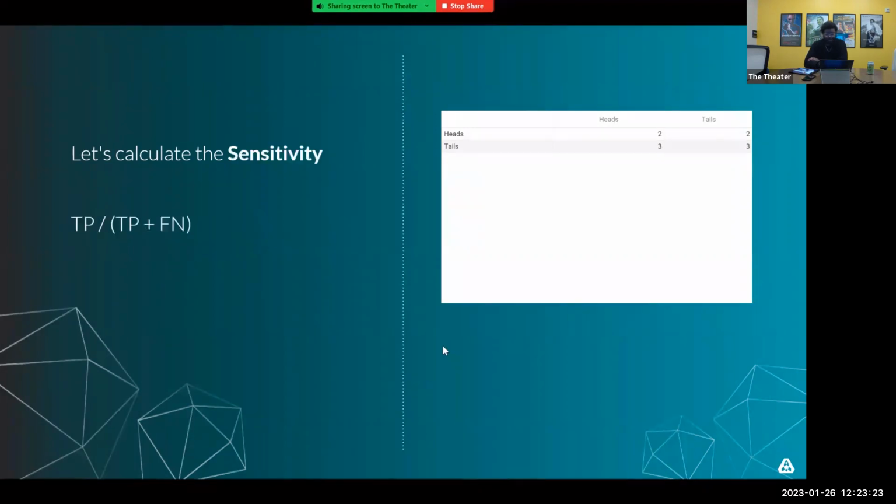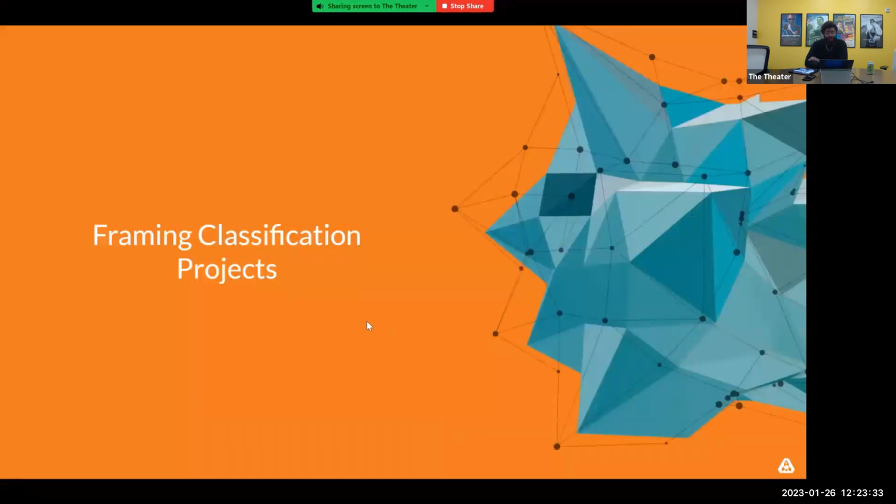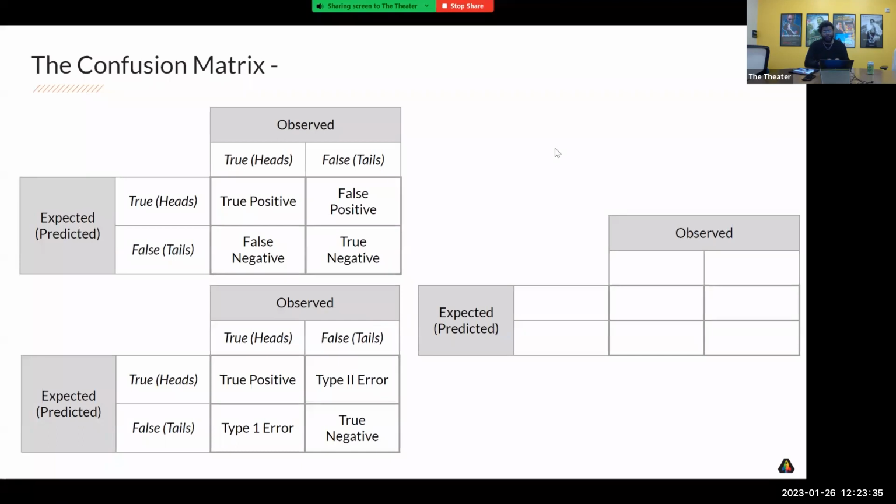How did I get sensitivity out of order? Sensitivity, once again, is scored here. The formula is here, and you can go through it. And then there's specificity. Now we're going to go through examples where we frame our own problems.